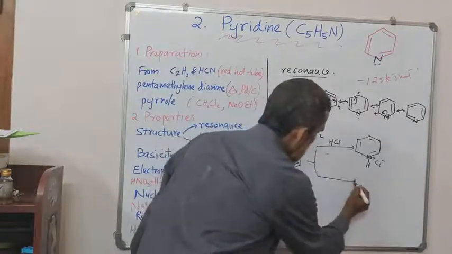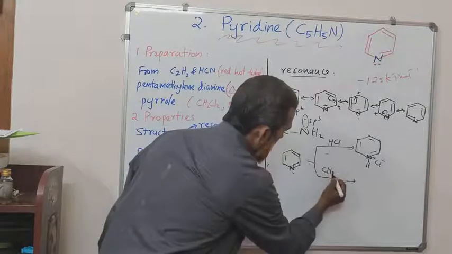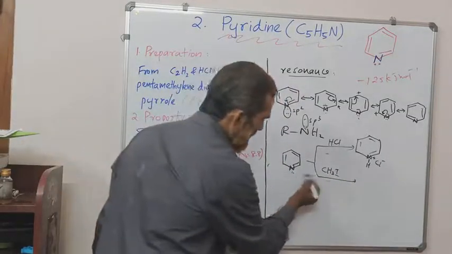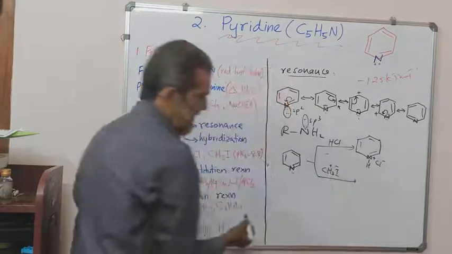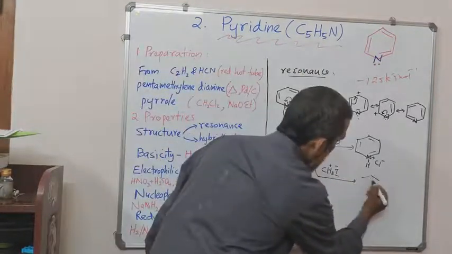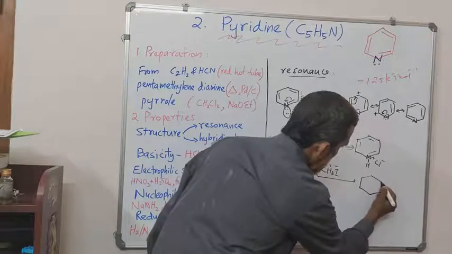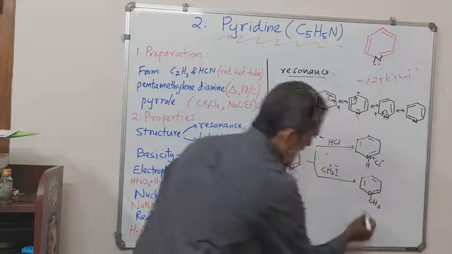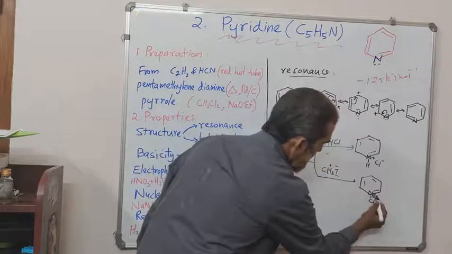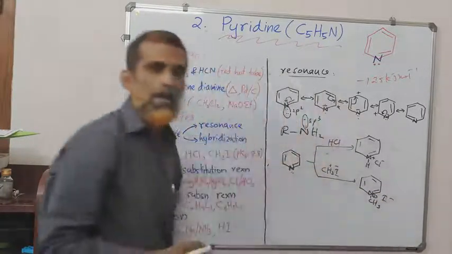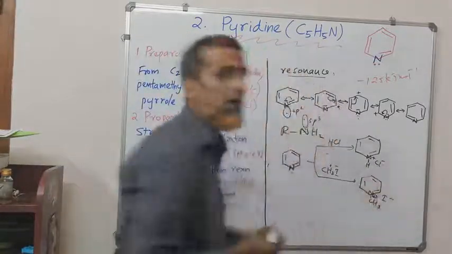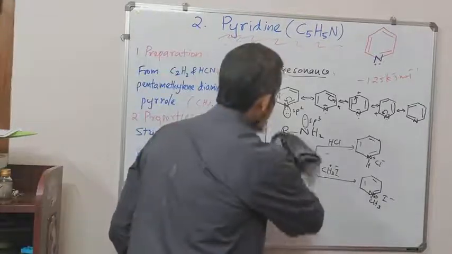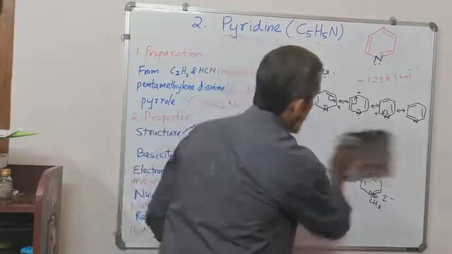Another reaction is, if we treat with CH3I, methyl iodide, this gets attached to nitrogen, forming a quaternary ammonium salt, that is N-methyl pyridinium, and there will be a positive charge here and I minus. N-methyl pyridinium iodide is obtained. Both these reactions illustrate the basic character of pyridine.